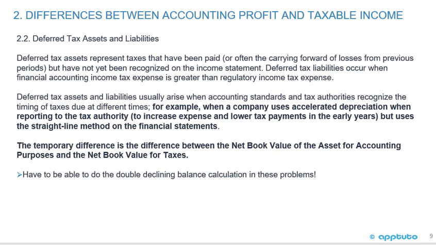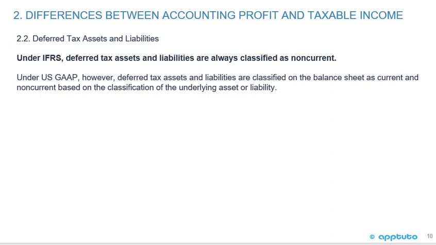Deferred tax assets and liabilities usually arise when accounting standards and tax authorities recognize the timing of taxes due at different times. For example, this is my example that I use. When a company uses accelerated depreciation when reporting to the tax authority to increase the expense and lower the tax payment in the early years, but uses the straight line method on the financial statements. The temporary difference is the difference between the net book value of the asset for accounting purposes and the net book value for taxes. So you have to be able to do double declining balance calculations if there's an actual calculation problem, okay? So continue with deferred tax assets and liabilities.